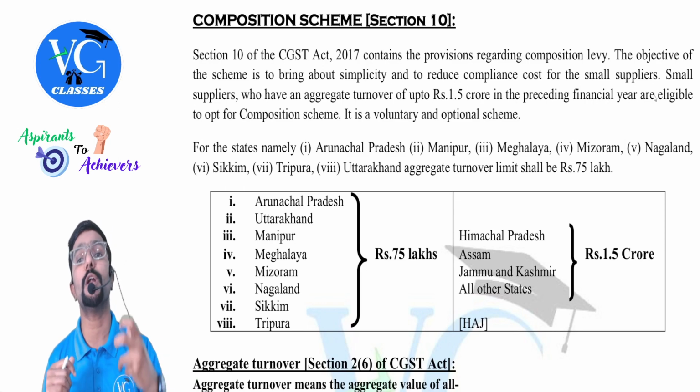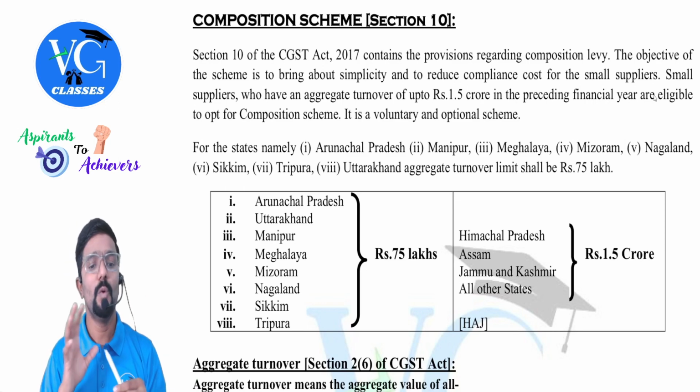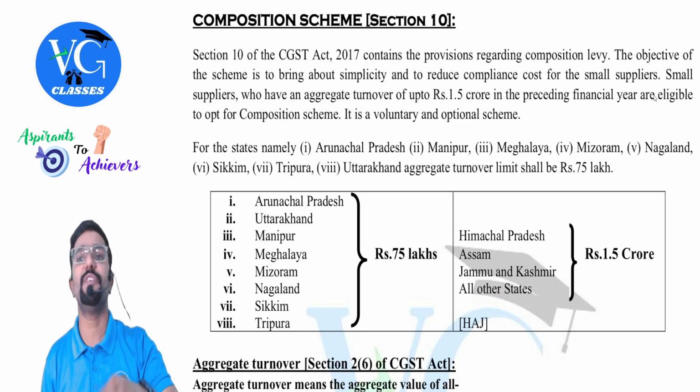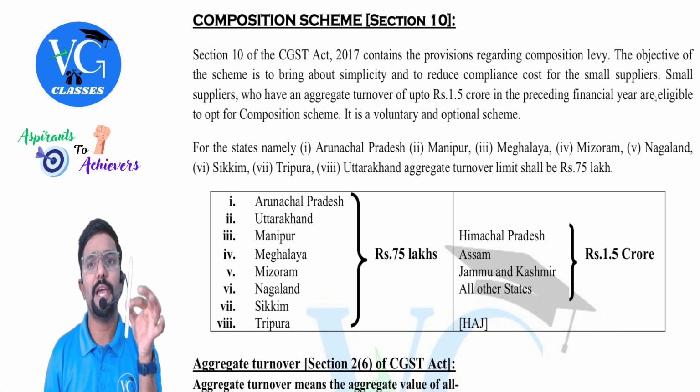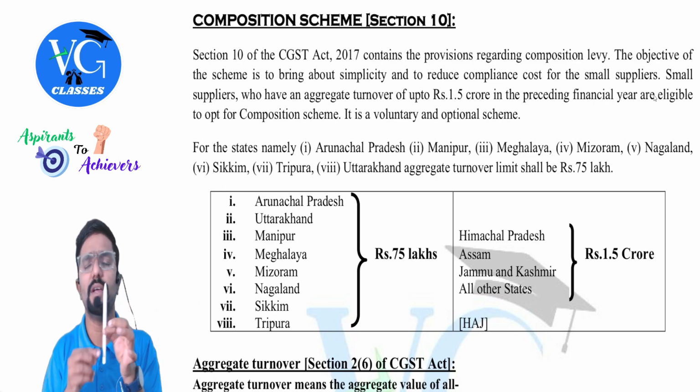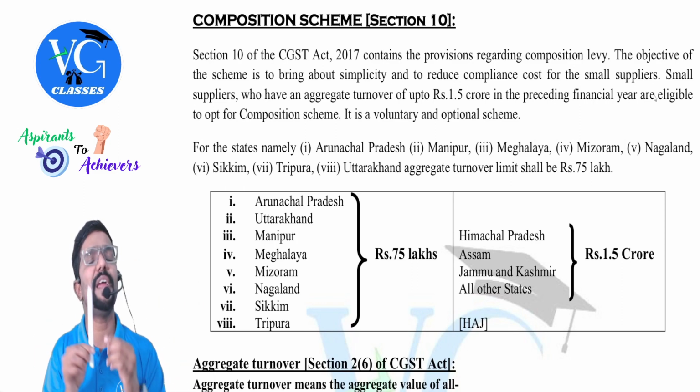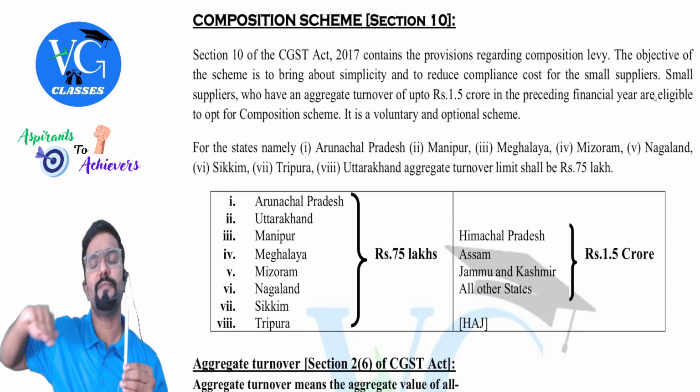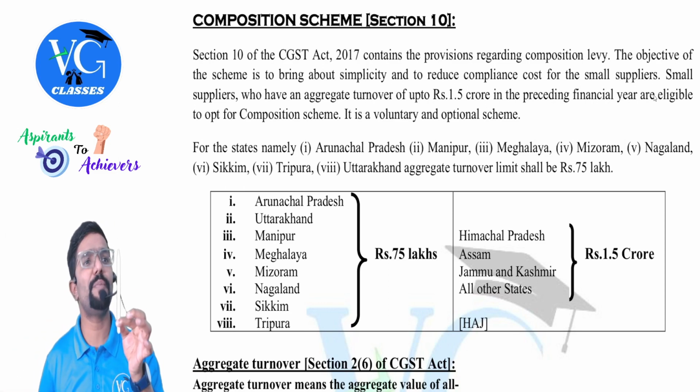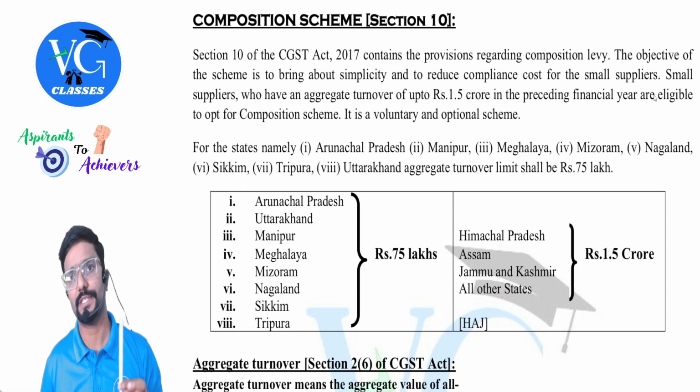Guys, we call that the normal levy or normal scheme, where a person is supposed to do classification of goods and services. For example, assume I am supplying this pen. I need to check what is the rate applicable for this pen. Assume it is 18%. I need to pay 18%. Can I charge and collect it from my recipient? Yes, but I need to pay 18% on these goods, guys.